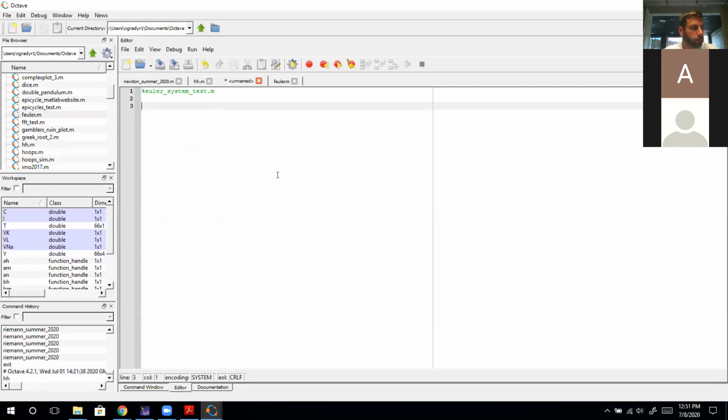So what's the purpose of this? What's today's date? 7, 9, 8. I keep getting the date wrong. So the purpose of this file is to solve the system.